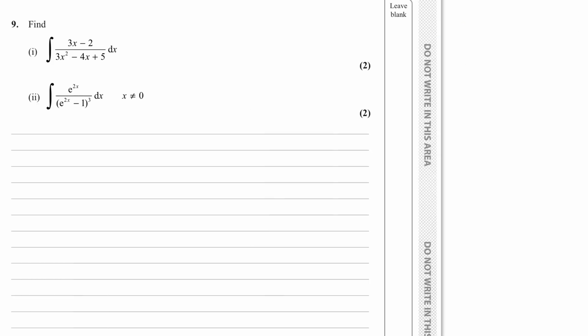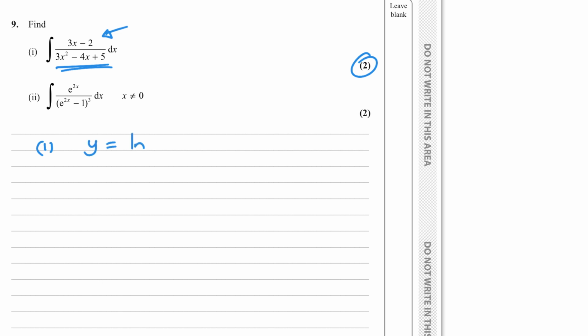Okay, question 9, we've got these integrations. Now, it's only worth 2 marks, so it's got to be quick and easy. If I look at it carefully, the bottom differentiates to give me something very close to the top. So that's where I want to start with, the bottom. So think of a rough integration for the bottom.